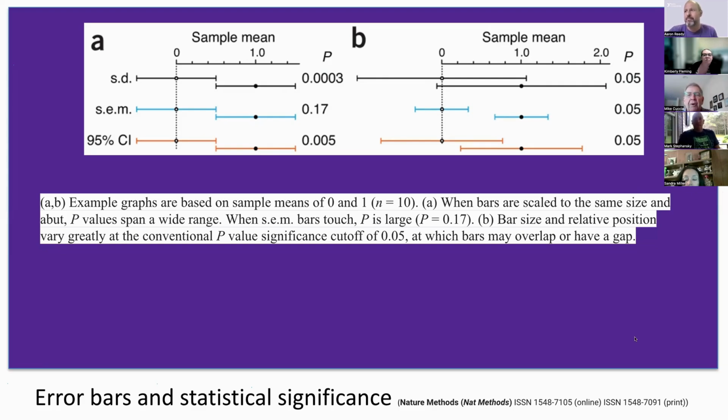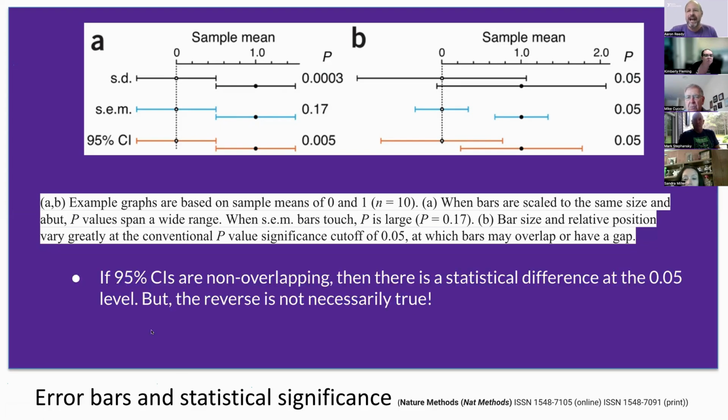And this brings me to a lot of the rules that people have about if error bars are not overlapping, then you have a statistically significant result. They make it very easy for students to make mistakes. So if I'm pointing this out, I would say if 95% confidence intervals are non-overlapping, then there is a statistical difference at the 0.05 level.